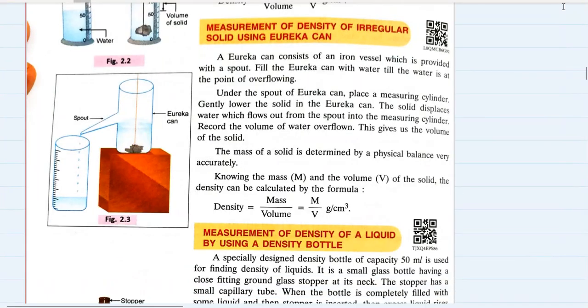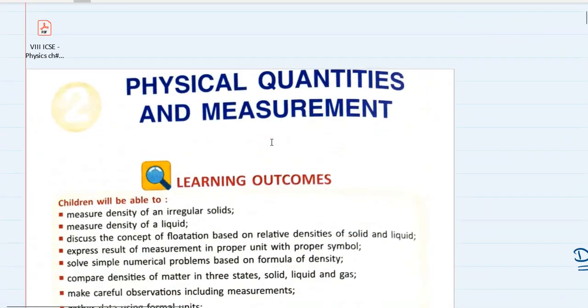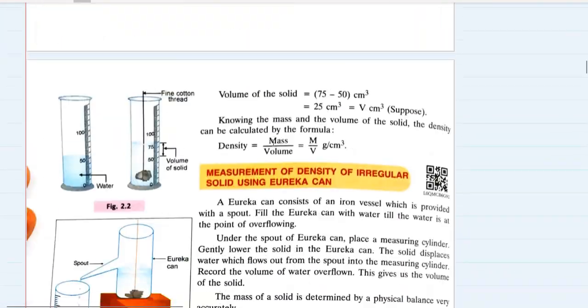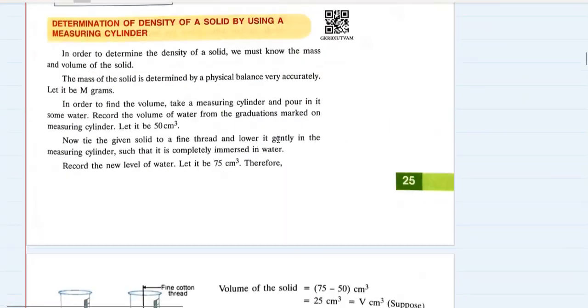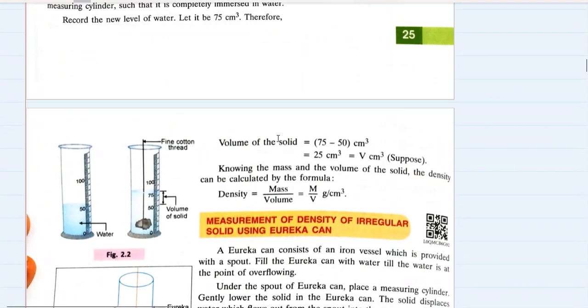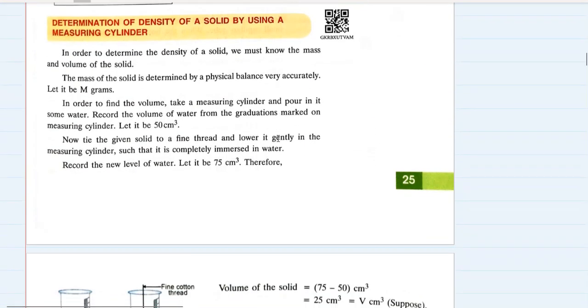Okay, so this is the second part of physics chapter 2, measurements and measurement of density, physical quantities and measurement. There are very similar chapters in class ninth also in physics, and that is measurements and experimentation. So this is physical quantities and its measurements. The physical quantity which we are focusing on is density.